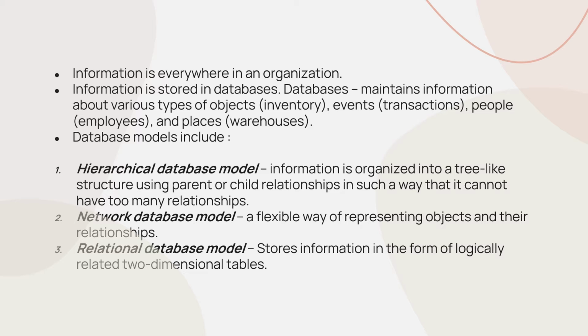Database models include the first one, the hierarchical database model, where information is organized into a tree-like structure using parent or child relationships in such a way that it cannot have too many relationships. The second one is the network database model, a flexible way of presenting objects and their relationships. The third one is the relational database model, which stores information in the form of logically related two-dimensional tables.